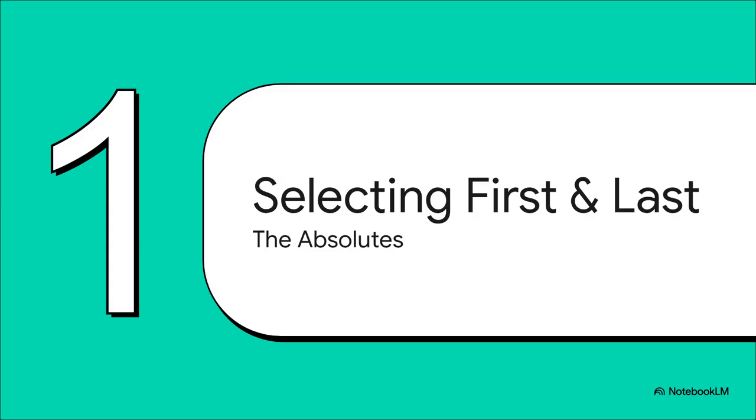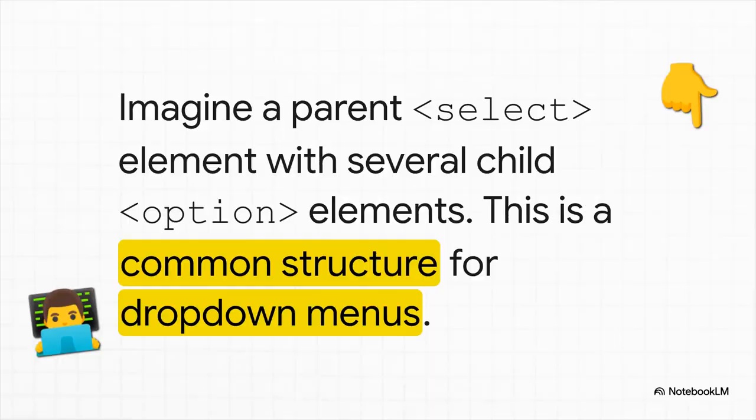All right, let's start with the 2 most direct selectors in our toolkit. Think of these as your go-to when you need to grab the very first thing or the very last thing in a list. No ambiguity, no questions asked. So to make this really concrete, let's just picture a standard drop-down menu on a website. You've got the main select box, right? And then nested inside are all the little option elements you can choose from. We'll use this simple setup for the next couple of examples.